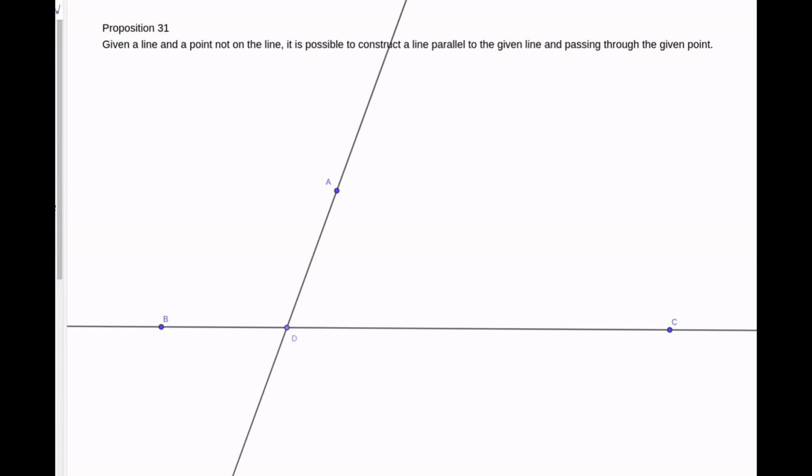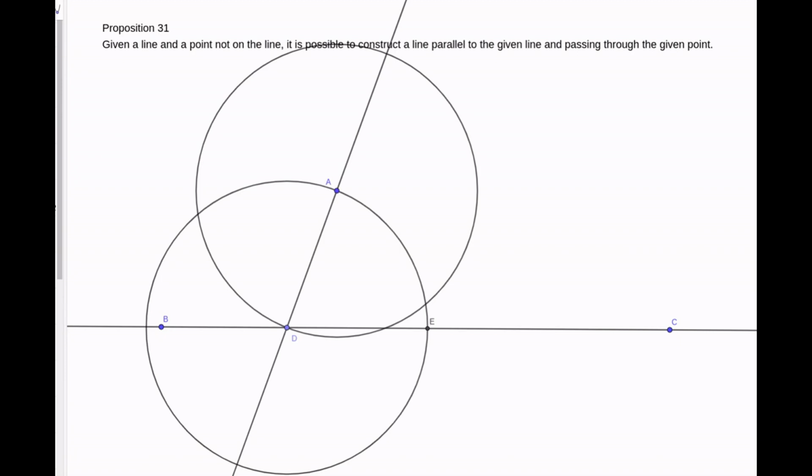Now from our definition of a circle, we're able to draw the circle centered at D and passing through A. Now this circle is going to intersect our line BC at, say, point E. Now also from our definition of a circle, we are able to draw the circle centered at A and passing through D. Now this circle is going to give us another intersection point on our line DA out here at point F.